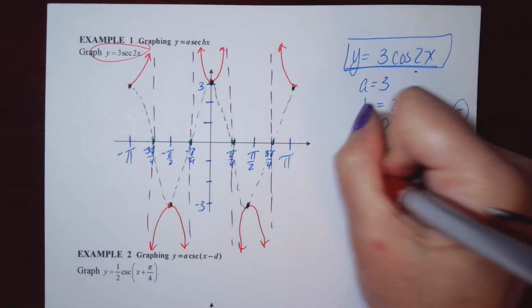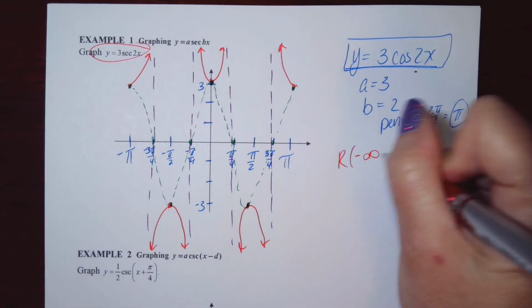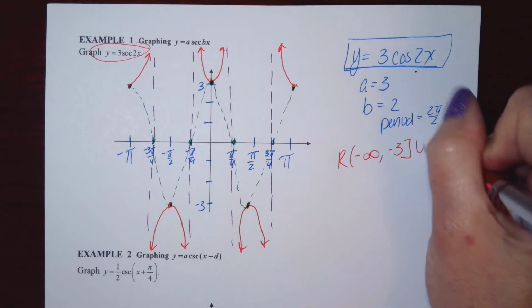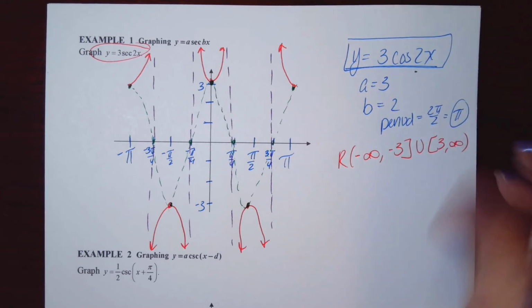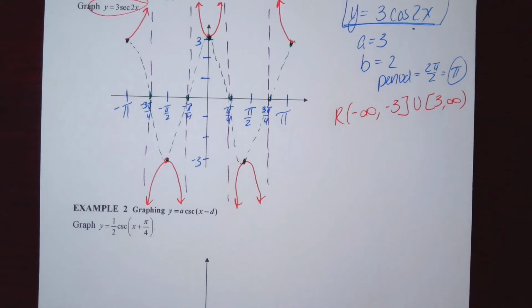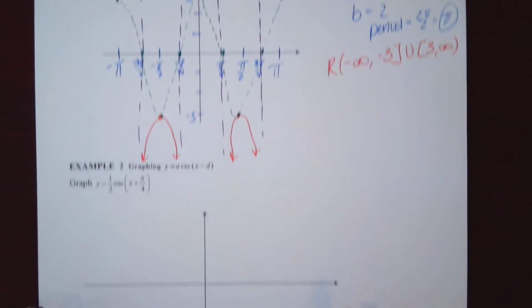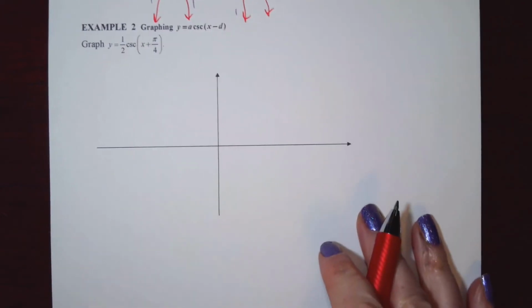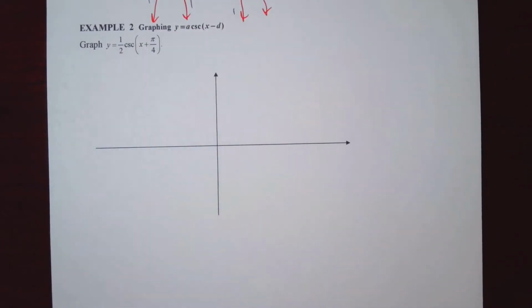The range here of my secant function is from negative infinity to -3, or 3 to infinity. I left out that middle bit where cosine was graphed. All right, excellent. Now we're going to look at some of the other transformations that we have practiced doing by this point.